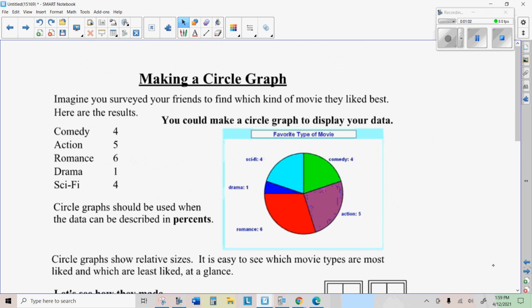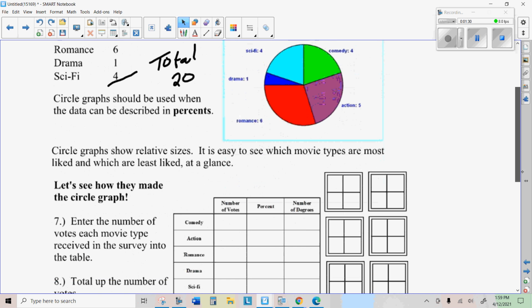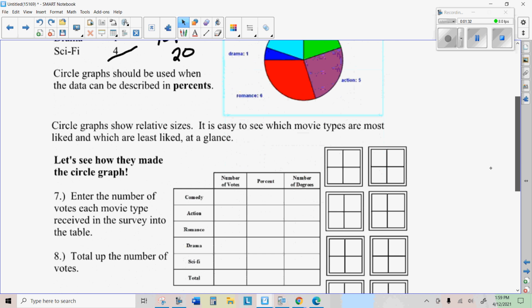Now we're going to learn how to make a circle graph. You need to have some data. The first thing you're going to want to do is total up that data, because you're going to have to figure out what portion you want for each. So here we have favorite types of movies, and the total here is 20. These are 20 people that were surveyed. Comedy got 4 votes out of those 20.